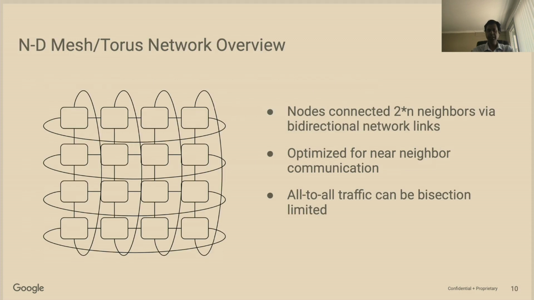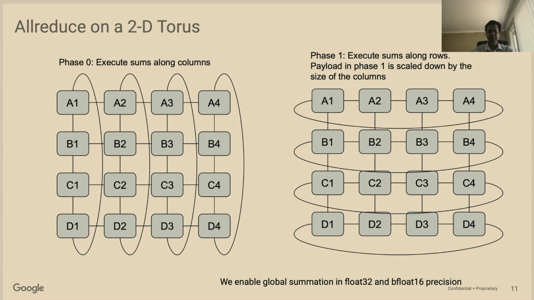Quick overview of ND meshes and tori. Each node is connected to two neighbors, with bidirectional links. In the case of a mesh, edges and corners are not connected to the wrap links. In the case of the torus, they are connected to the wrap links. It's optimized for near neighbor communication, and all-to-all traffic can be bisection limited. A great example of near neighbor communication is all reduce on a 2D torus.